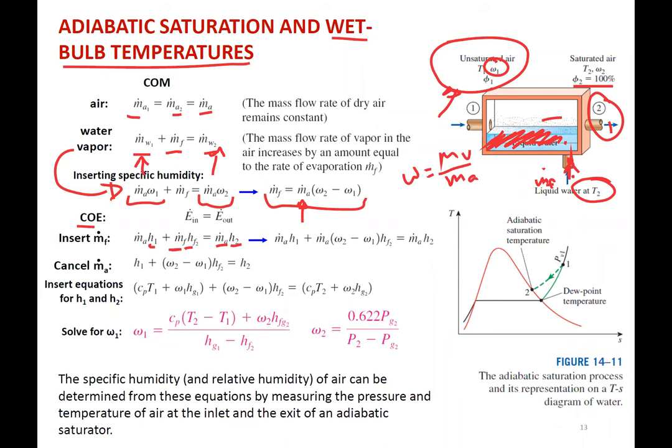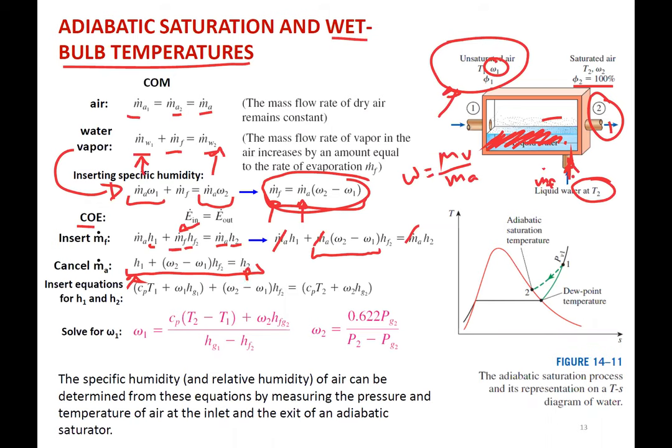We plug in this mass flow rate equation we already defined above for m dot f. So that's substituted right in here. Okay. The mass flow rate of dry air basically cancels out of that whole equation. And now we have this equation right here. Simplify by putting in the equations that we defined earlier for enthalpy.